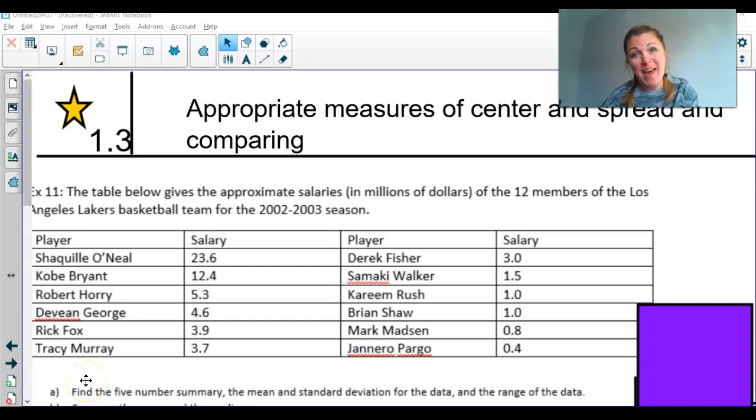All right, you guys, we're back. And now the last thing we're going to investigate is what is the appropriate measure of center and spread for a data set. Okay. And we're going to do this through the use of this example about the Los Angeles Lakers basketball team. Okay. So let's read it together.